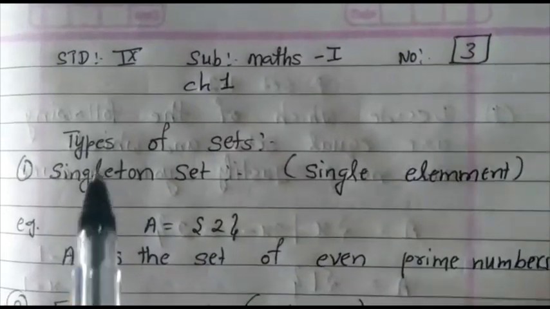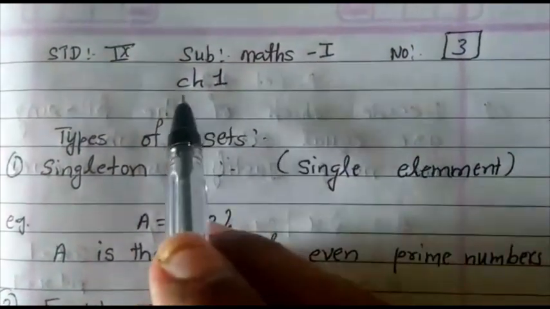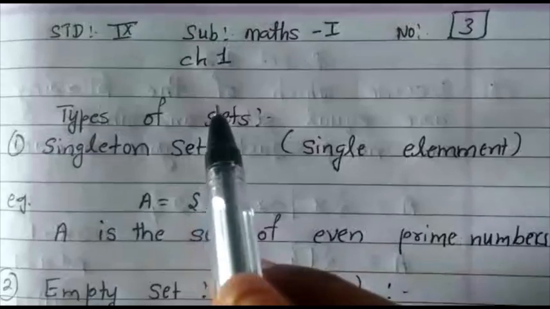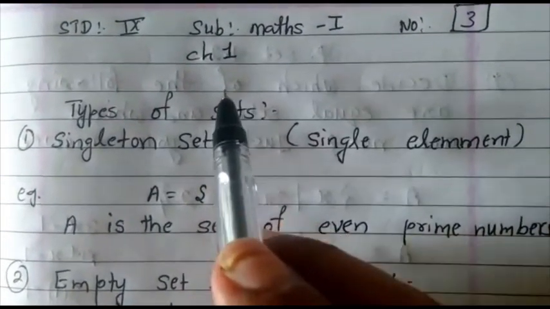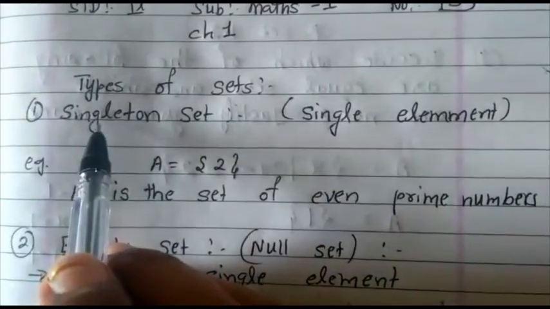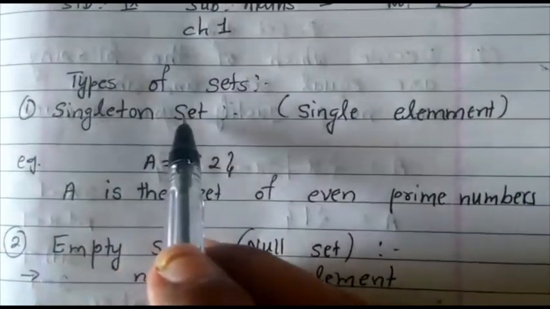Now come to Standard 9 Maths 1, Chapter number 1, that is a continuation. I taught you what a set is. Now come to the types of sets. So the first type of set is known as a singleton set.